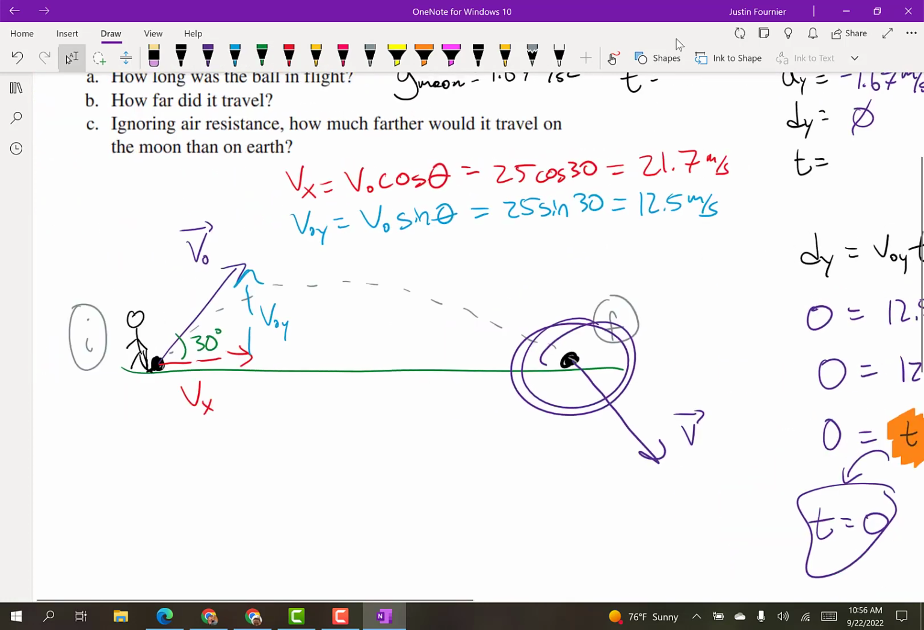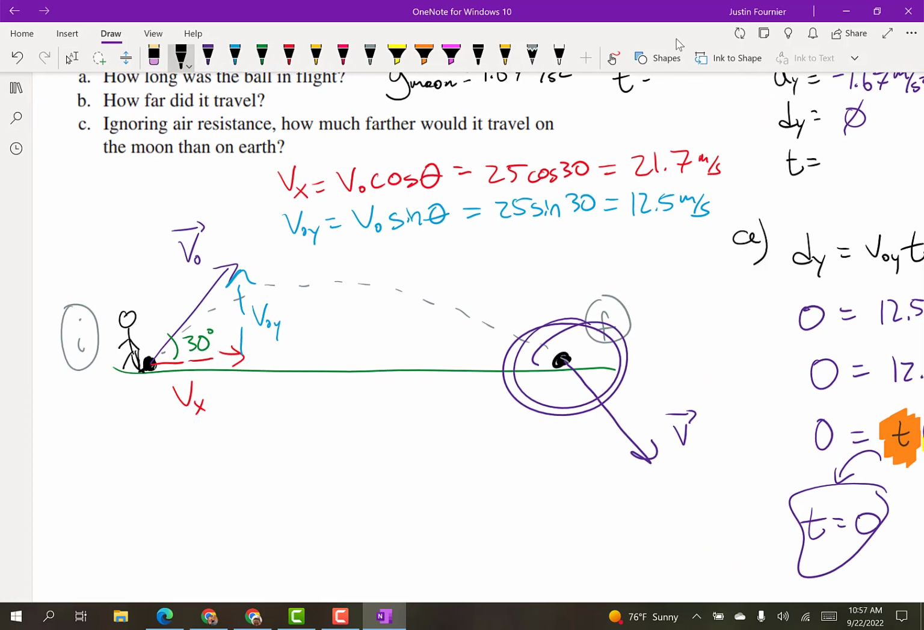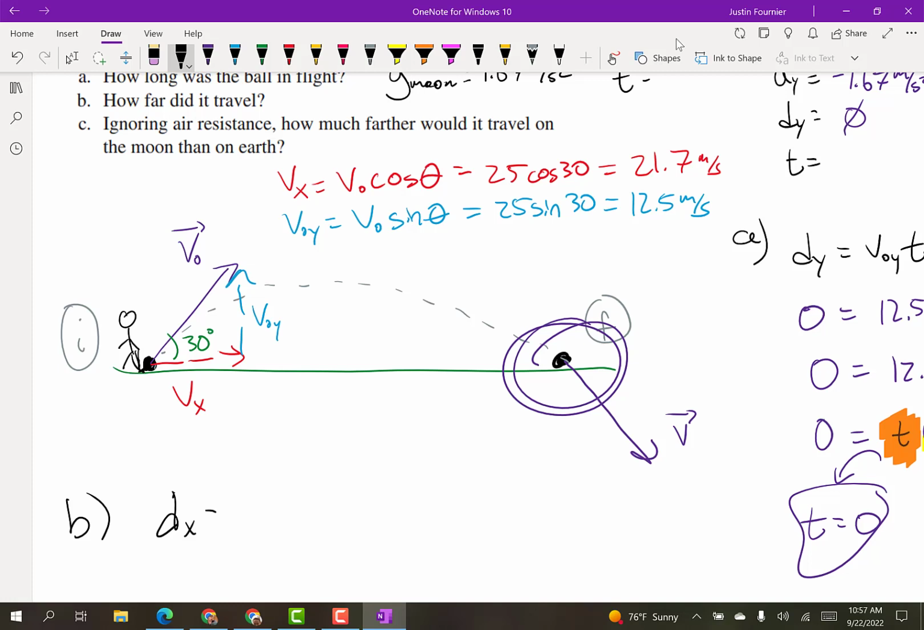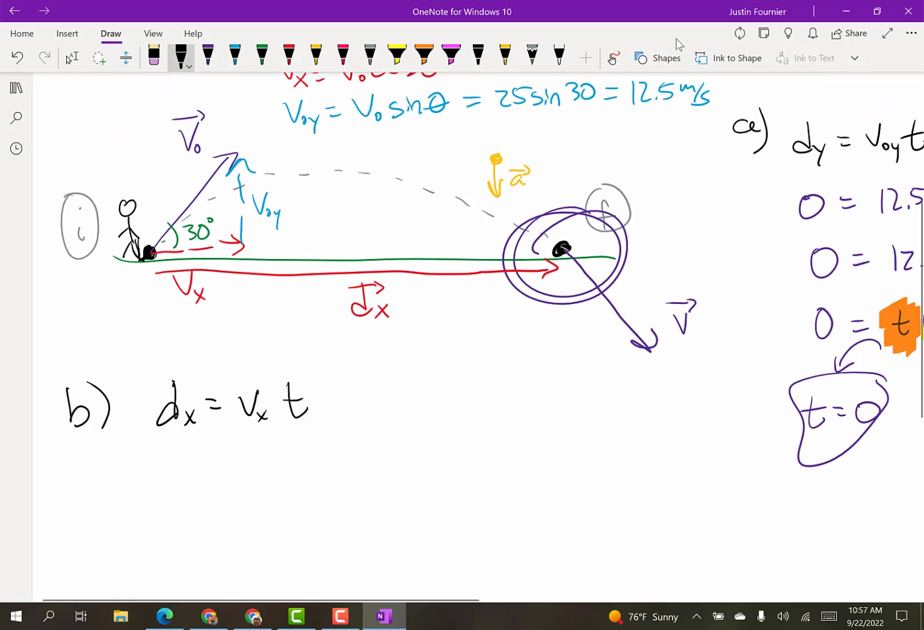Okay, now moving on. For part B, how far did it travel? It's asking for essentially how far that distance is. Well, I really only have one equation for that, dx equals vx times t, in the x direction. So let me draw my displacement vector. There's dx right there. I also know that the acceleration goes that way, that should be in my diagram too. So dx equals vx times t.